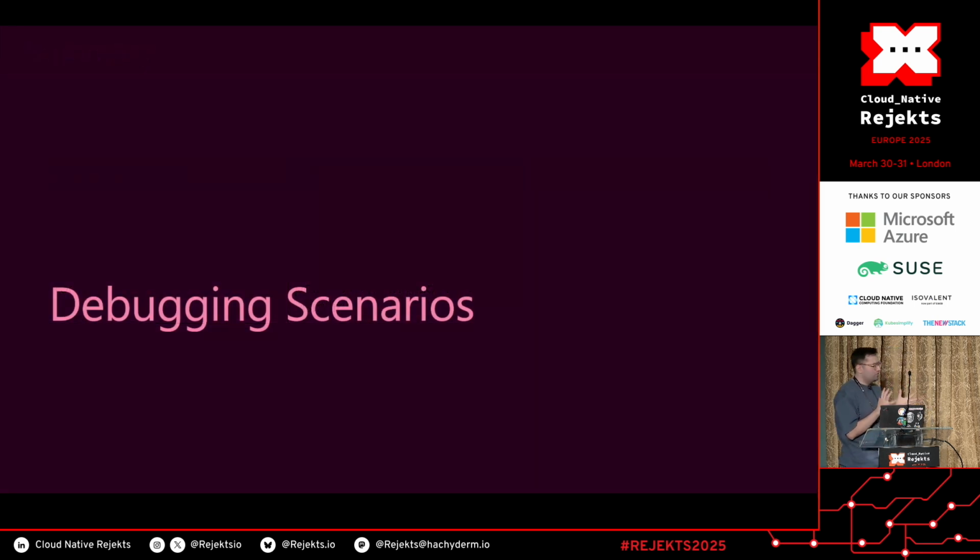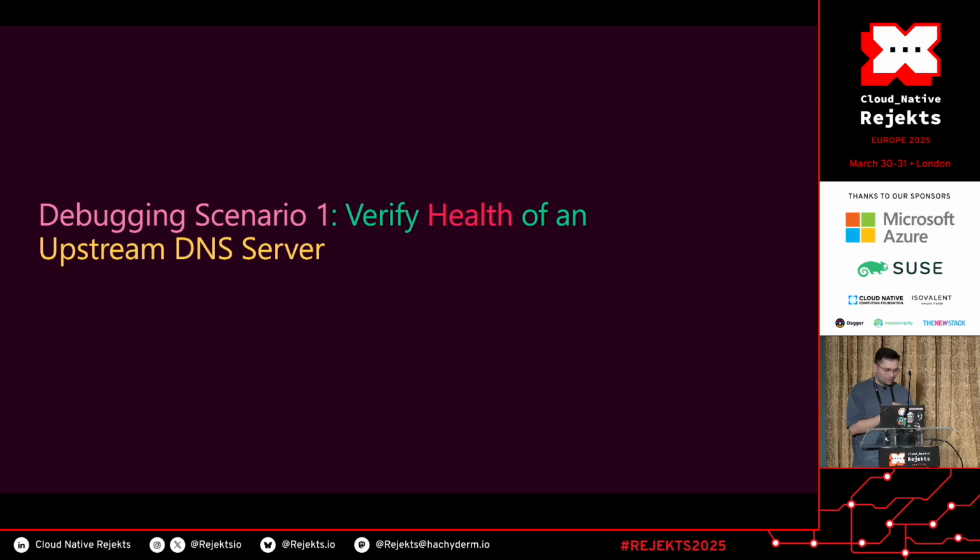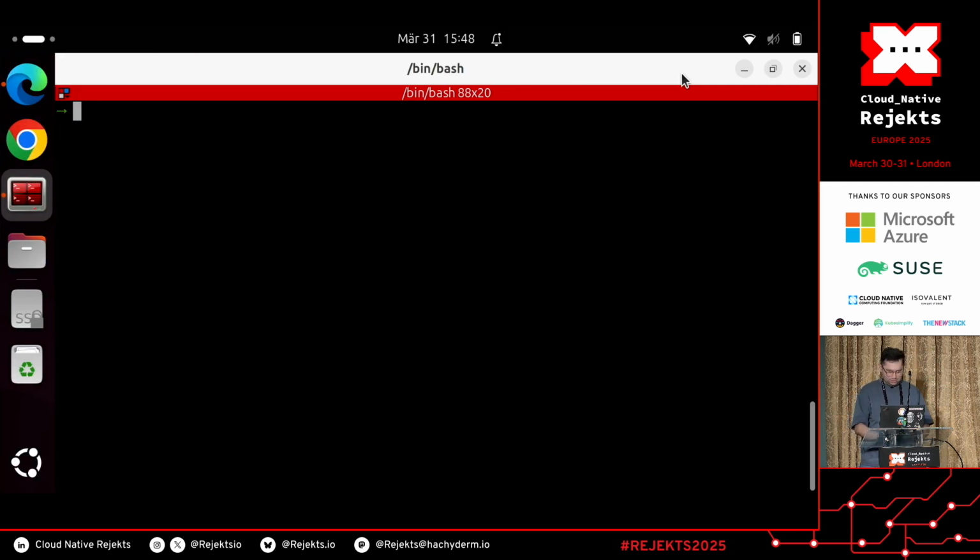Now that we have an overview of different DNS components and requests, I want to try out some real debugging scenarios to give a better idea. So the first scenario I want to talk about is to verify the health of an upstream DNS server. In order to do that, I need to generate some traffic.